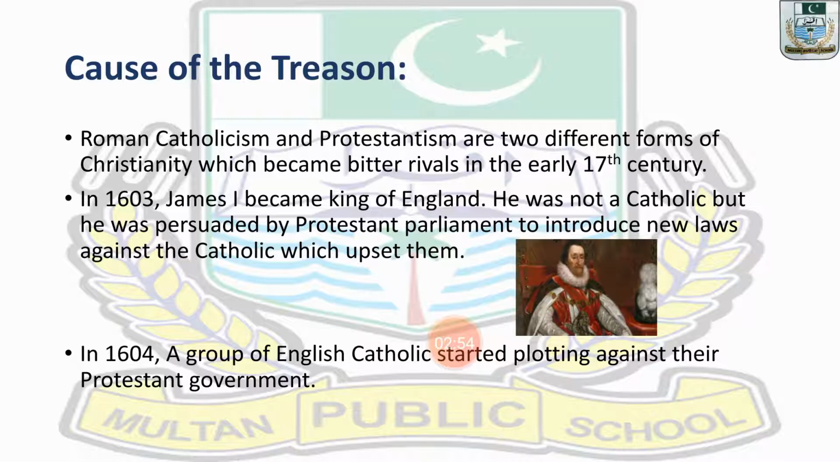So, in 1604, a group of English Catholics started plotting against their Protestant government. Plotting was started because the Catholics were suppressed by the Protestant government.